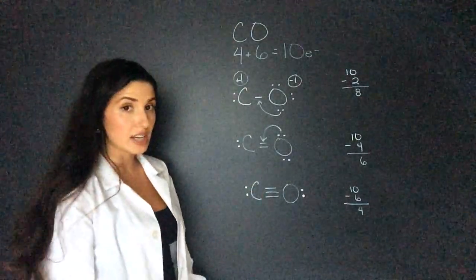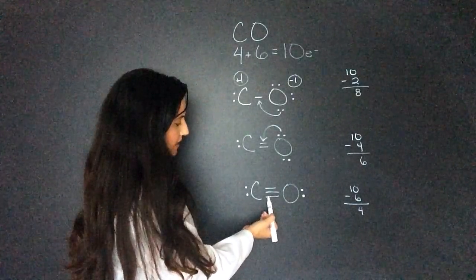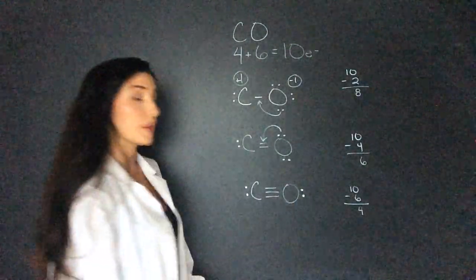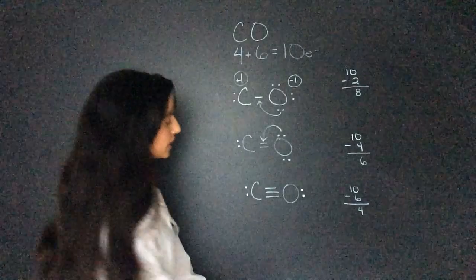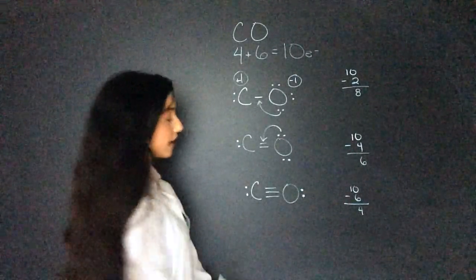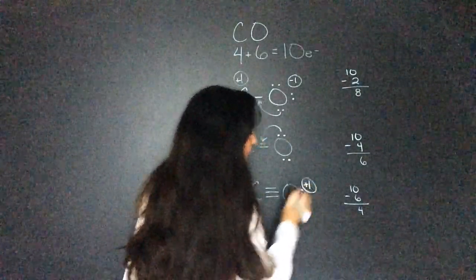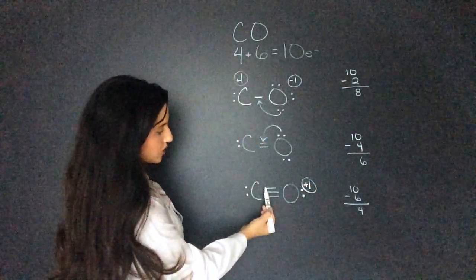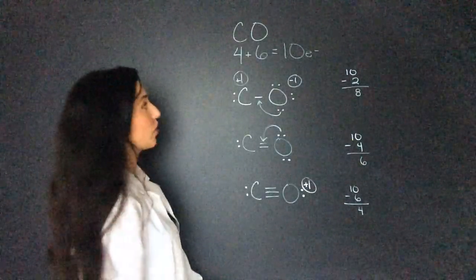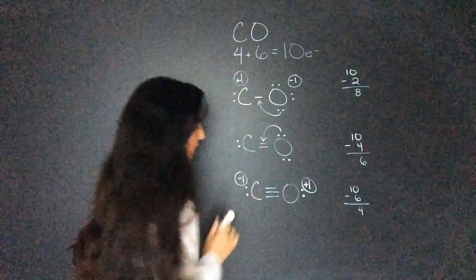Let's make sure I got 10 electrons. 1, 2, 3, 4, 5, 6, 7, 8, 9, 10. I'm good there. Each atom separately has, oxygen has 1, 2, 3, 4, 5 when it's supposed to have 6. So oxygen is plus 1. Carbon has 1, 2, 3, 4, 5 when it's supposed to only have 4. So carbon is minus 1.